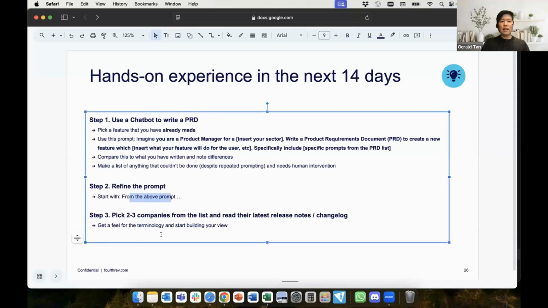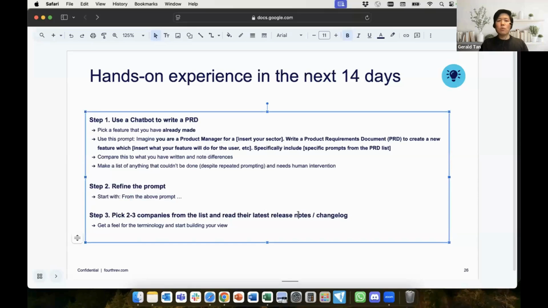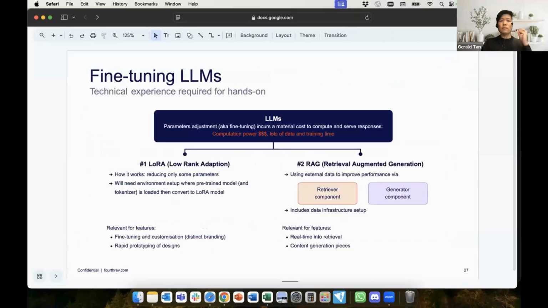And then of course, what I do want you to do, and this is going to be a bit of reading, pick 2 or 3 companies I've listed. Again, start with the big tech, and then I want you to really understand, just read a bit of their release notes, get familiarized with the language, and just start building your view, okay?